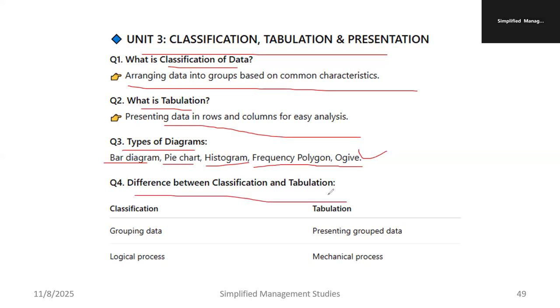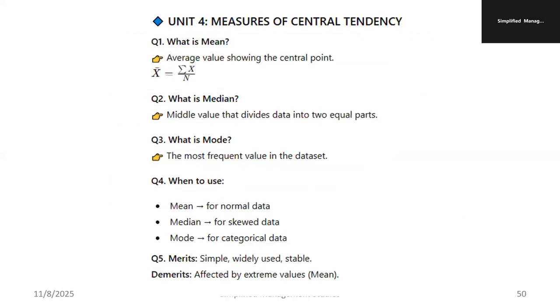Difference between classification and tabulation. Classification is nothing but grouping of data, whereas tabulation is nothing but presenting the grouped data. Classification comes under a logical process, whereas tabulation is basically a mechanical process. These are the major differences which you can expect in the examination.